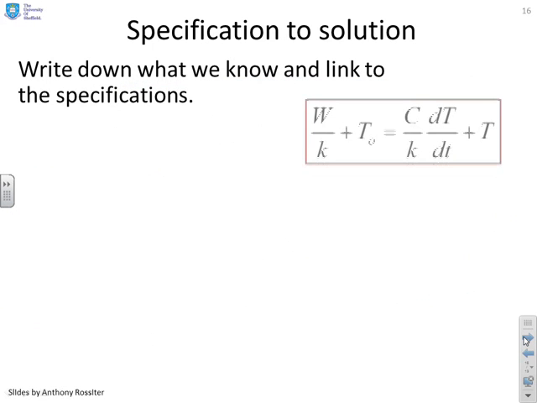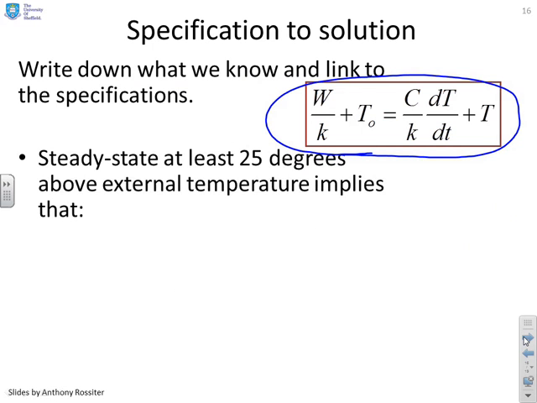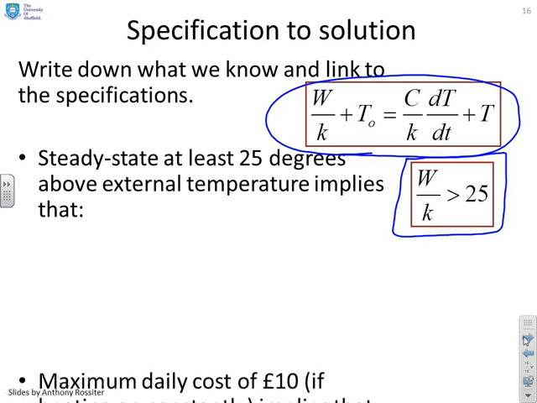So write down what we know and link it to the specifications. So this is what we know. This is our approximate model for the behavior of the house. It's a first order system. Okay? We want the steady state to be at least 25 degrees above the external temperature. So what that tells you is this. W over K must be greater than 25. So you have two choices. You can increase W, and that will make W over K bigger, or you can reduce K, and that will make W over K bigger. And the best option, clearly, in the long term, is to make K as small as possible.